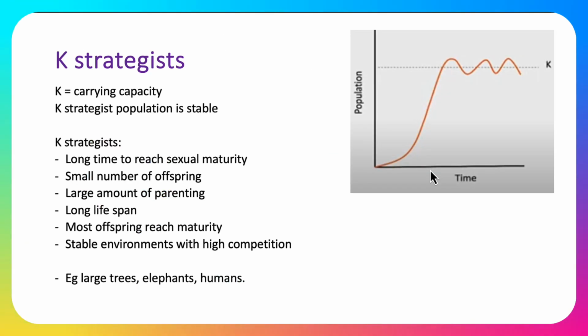Now we've talked about this in terms of K strategists. The reason they're called K strategists is because K is the letter we use for the carrying capacity. K strategists are those whose population tends to oscillate around the carrying capacity and have a stable population.